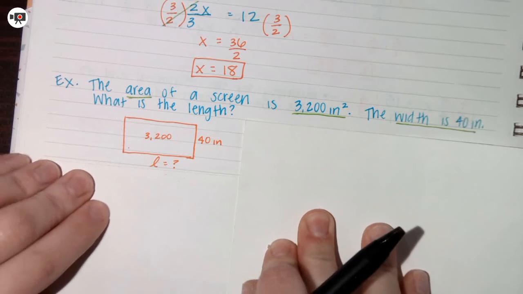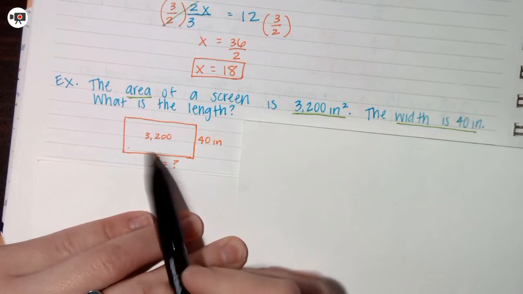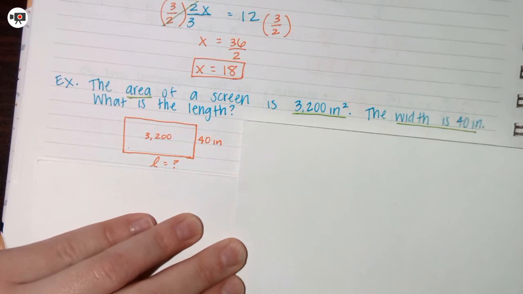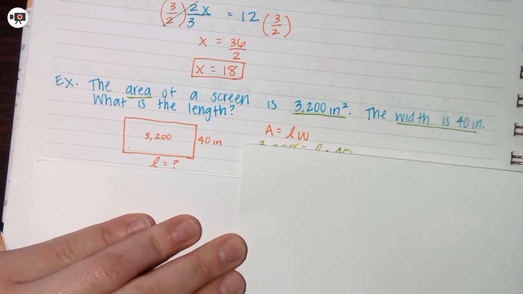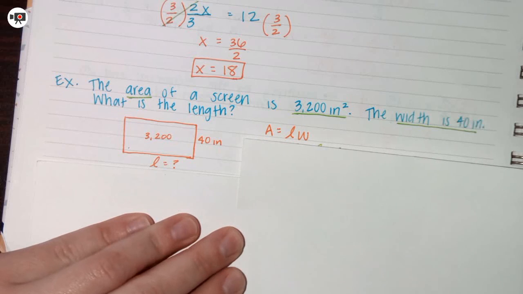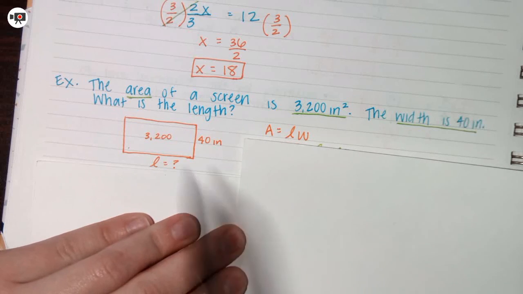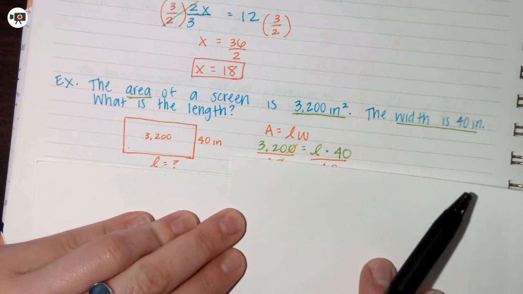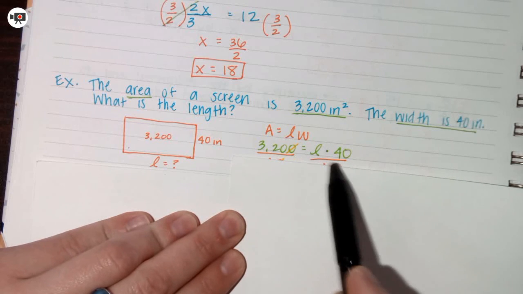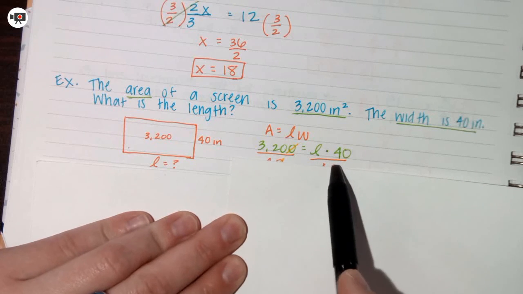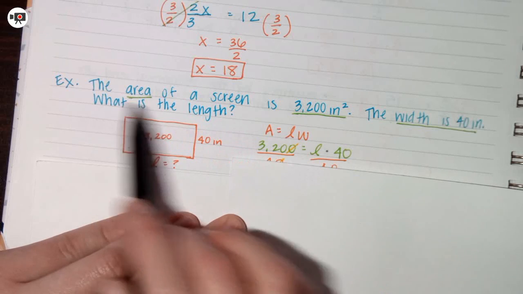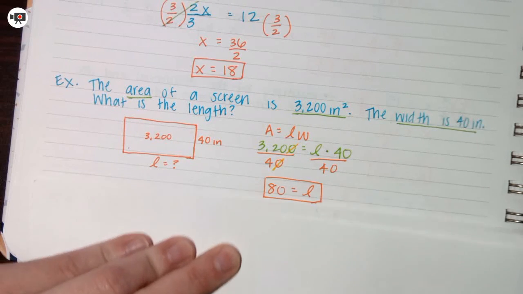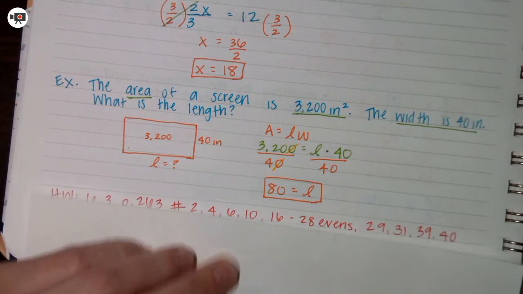So I have my rectangle to show my screen, and I have 3,200 is the area, and the width is 40. I also have to know that area is length times width. Using the information that it gives me, I'm going to plug that in, and I get 3,200 equals L times 40. I'm going to be solving for L because it asks what is the length. So dividing each side by 40, I get 80 equals L.